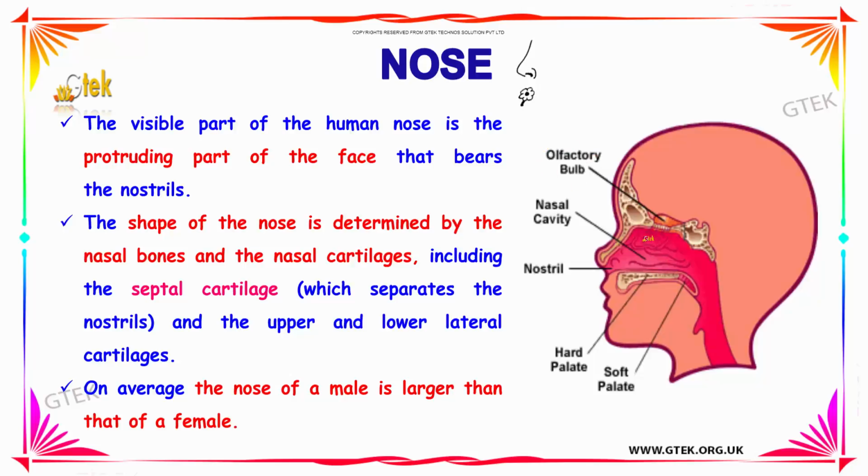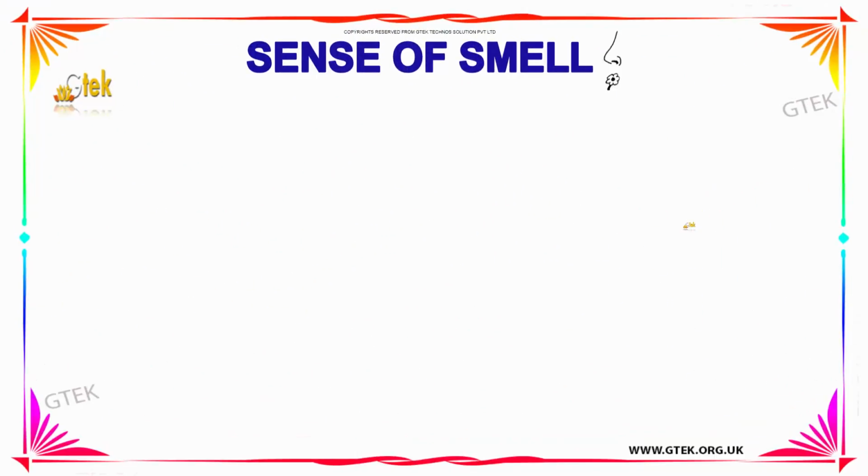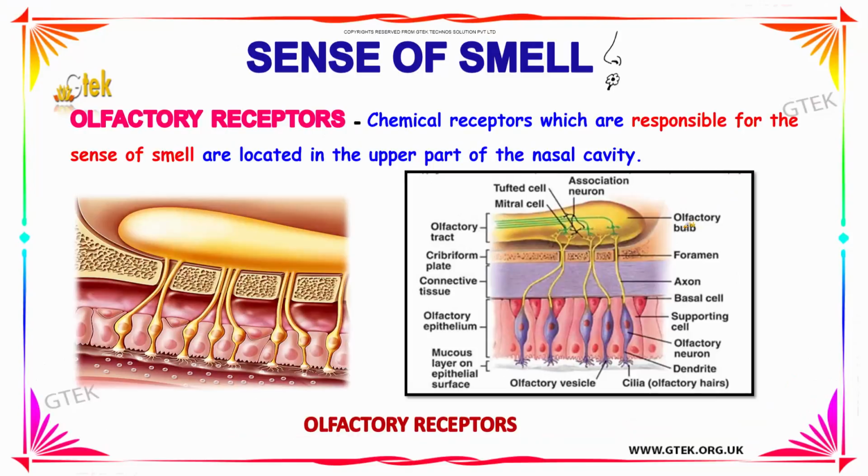Above your nasal cavity, you can see that you have the olfactory bulb. The olfactory bulb has the olfactory receptors, the chemical receptors. The olfactory receptors are responsible for the sense of smell for a human, and they are located in the upper part of your nasal cavity, as you have seen.